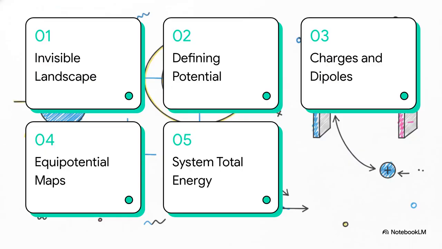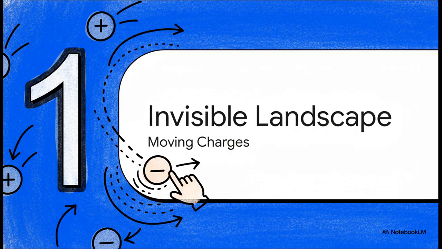So here's our roadmap for the Explainer. We're going to explore the invisible landscape, define electrostatic potential, look at point charges and dipoles, map out equipotential surfaces, and finally, scale all the way up to calculate a system's total energy. All right, let's jump into part 1, the invisible landscape.